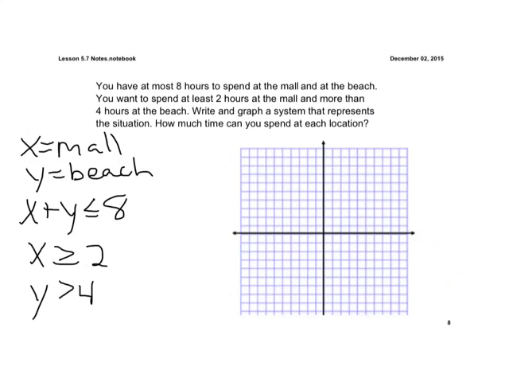Okay, now let's finish up here. We need to graph these. Okay, let's start with our first one. We need to get y by itself, so let's subtract x. Okay, y is going to be less than or equal to -x plus 8.